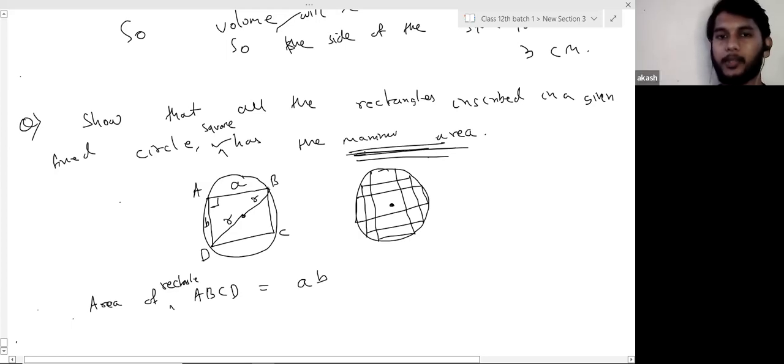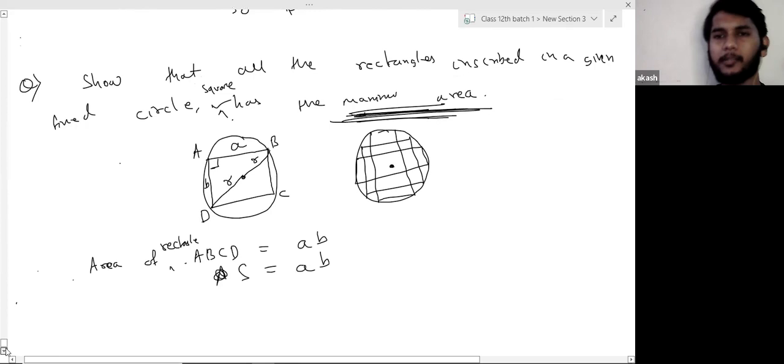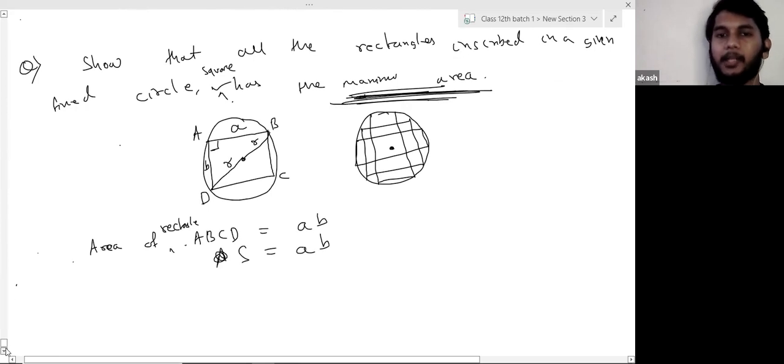Always write down the equation of the quantity that has to be maximized or minimized. So the square has the maximum area. So I wrote down the area. Suppose let's call this S. So S is AB. We have to maximize this. And remember another thing, always try to put the equation in a single variable. Right now we have two variables, a and b. So how to convert this into a single variable? Find out any equation from the given information.